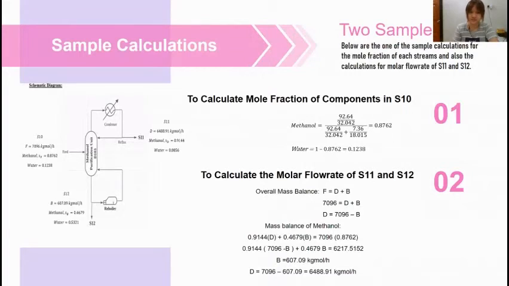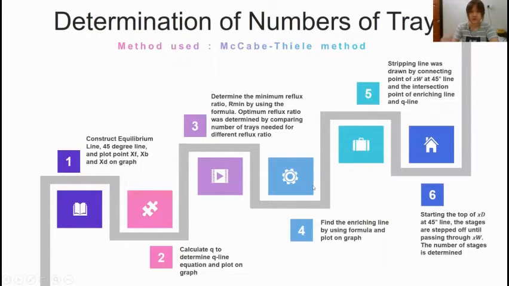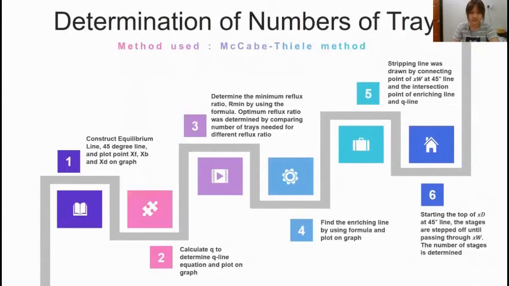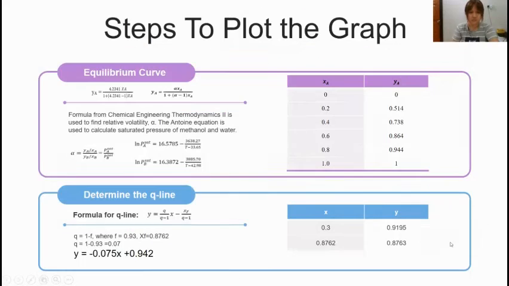So this is the sample calculation to calculate the mole fraction of the components in S10. And after we have the mole fraction of the components, we can calculate the molar flow rate of stream 11 and stream 12 by performing the material balance. So these are the steps of determining the number of trays in the graph. The method we use is the McCabe-Thiele method.